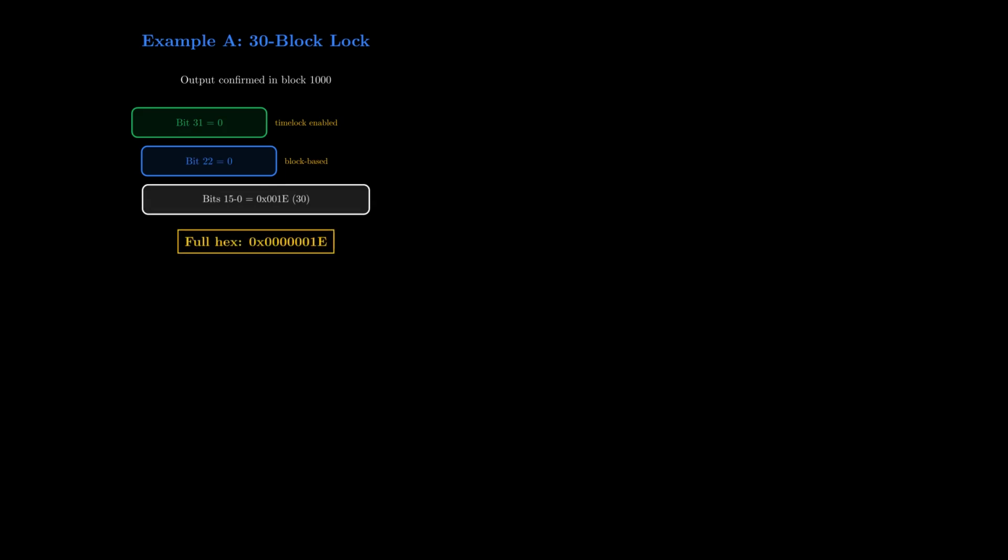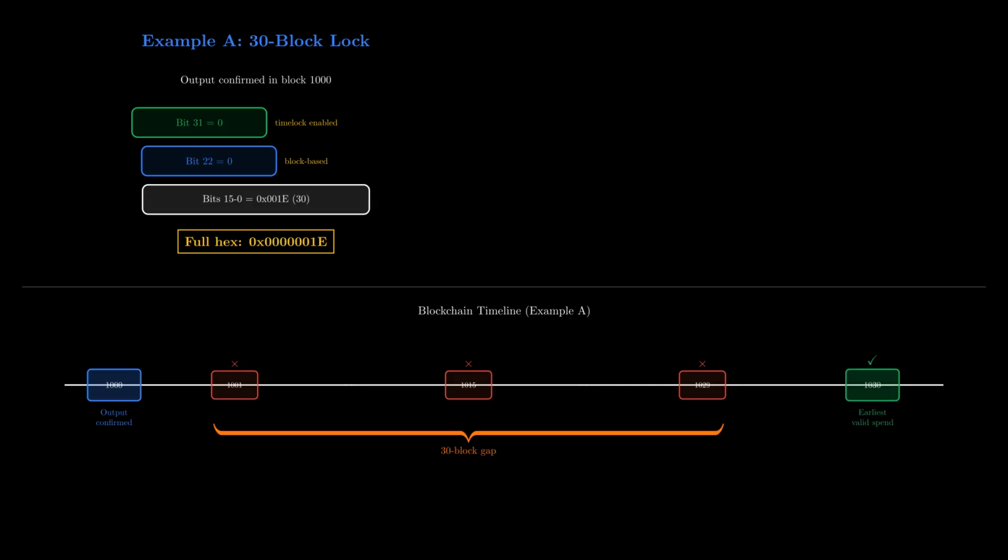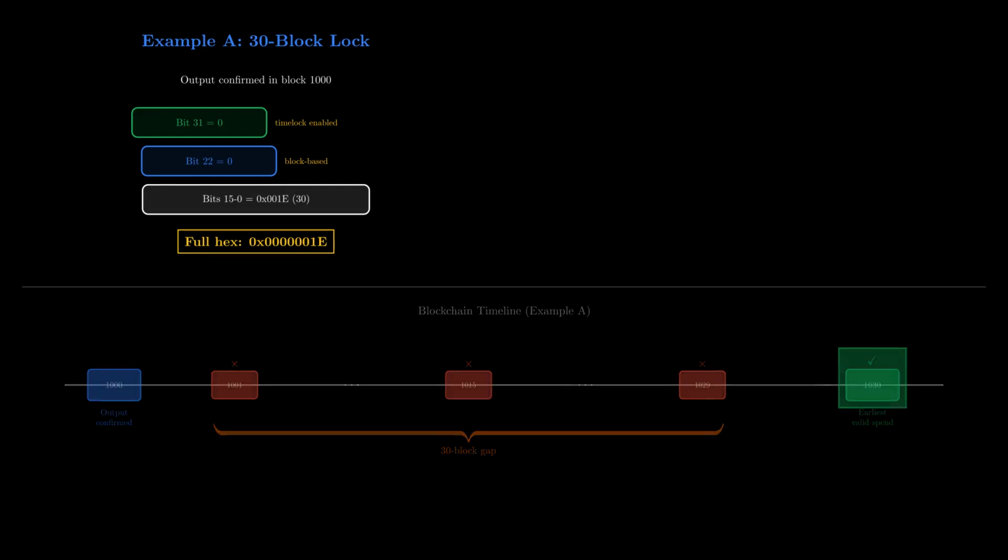First, a 30-block lock. An output is confirmed in block 1000. A spending transaction sets bit 31 to 0, meaning time locks are enabled. Bit 22 is also 0, meaning we're counting blocks. Bits 15 through 0 encode the value 30, which is hex 001E. The full sequence value is hex 0000001E. This spend would be invalid at block 1001, 1015, or 1029. The earliest valid block is 1030, a gap of exactly 30 blocks from confirmation.